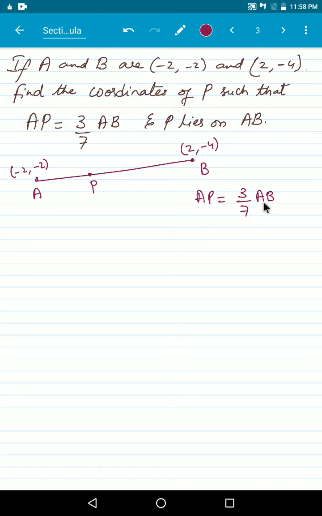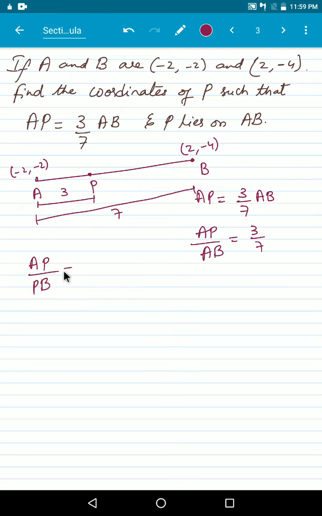Now if we send this AB on the other side, it will divide it. So AP divided by AB will be equal to 3 by 7. So this AP is 3 parts, from here to here it is 3 parts. AB is 7 parts. But in the section formula we will use AP divided by PB. This will give us m1 is to m2.